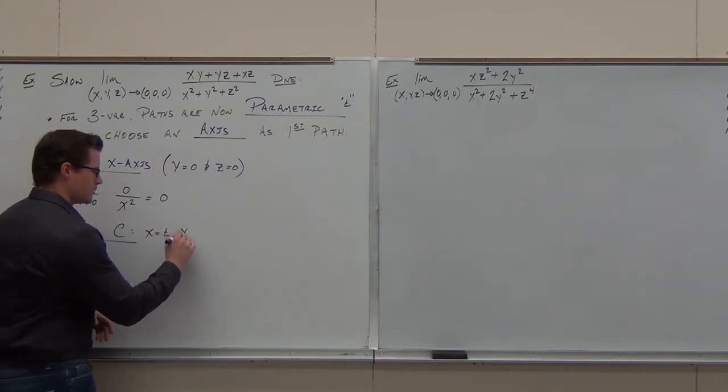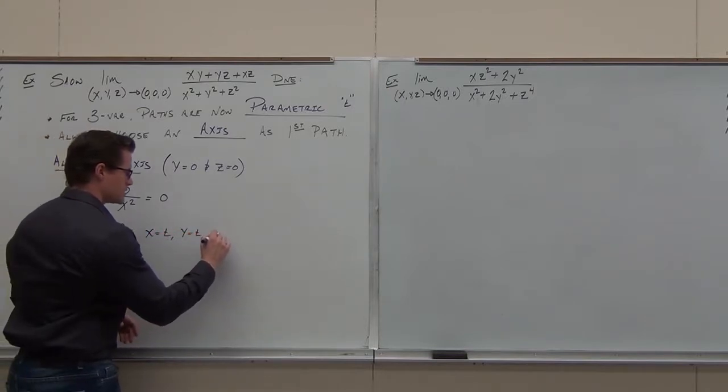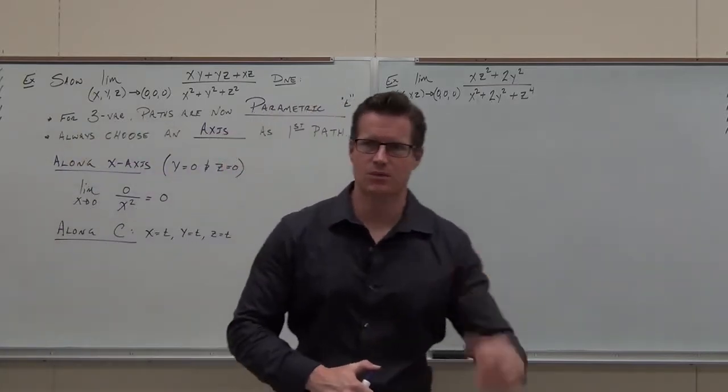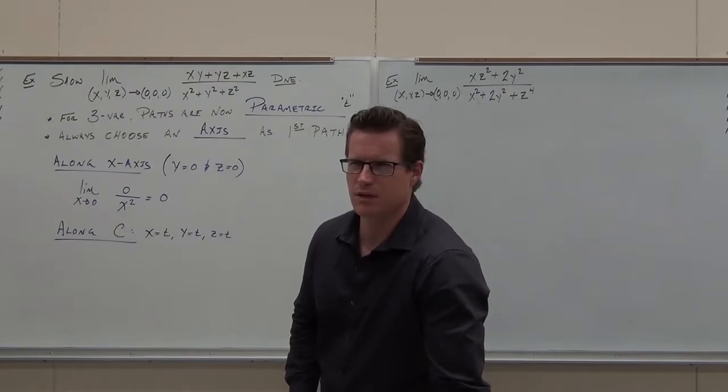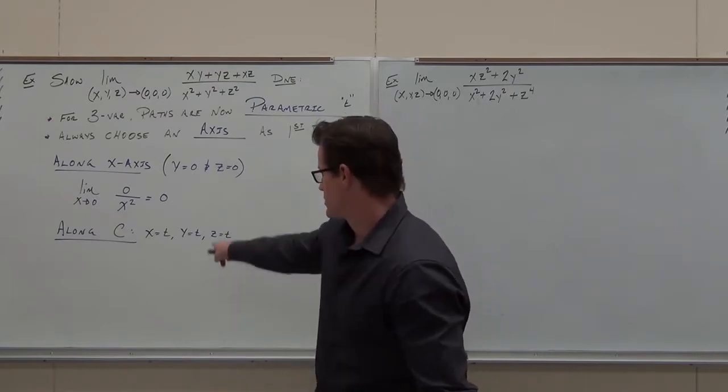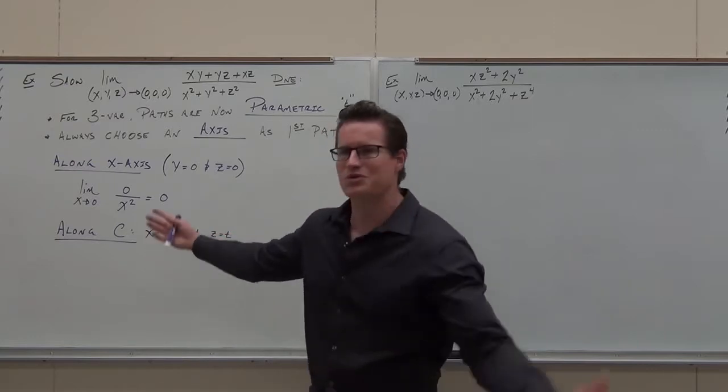X equals t, y equals t, z equals t. What is it? What is x equals t, y equals t, and z equals t? What is that curve? It's a line through space. That's all it is. Do you see the parametric line? That's what we're traveling over now.